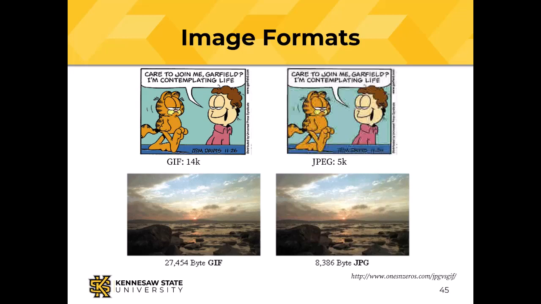At the lower left, we have a 27K byte GIF image of a photograph. At the lower right, there's the same photograph in JPEG. It's only 8K, and it actually looks a little better because there are more colors available.